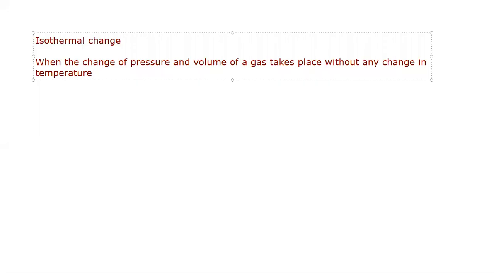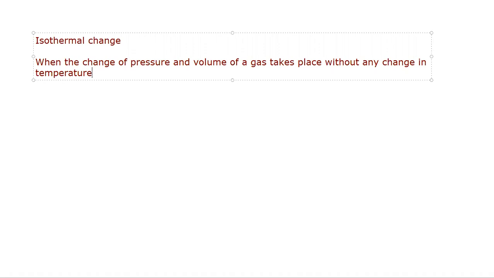So what is isothermal change? Isothermal change is when the change of pressure and volume of a gas takes place without any change in temperature. It means we are changing the pressure and volume of a gas, but the temperature is kept constant. This type of change is known as isothermal.